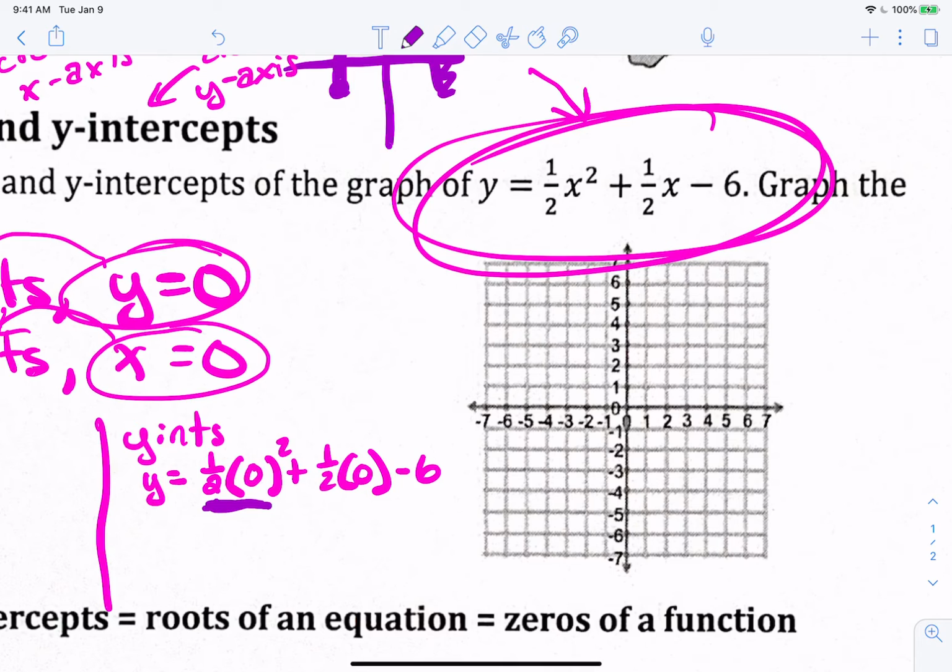0 squared is 0. What's 1/2 times 0? 0. Anything times 0 is 0, so that goes away. 1/2 times 0 here goes away, and it is 0. So y is equal to -6.